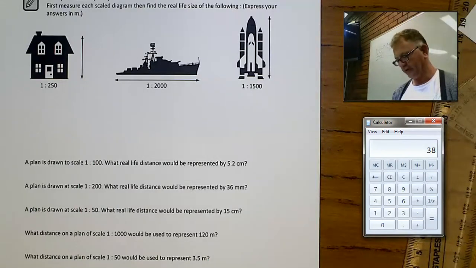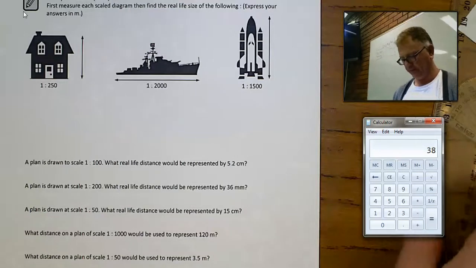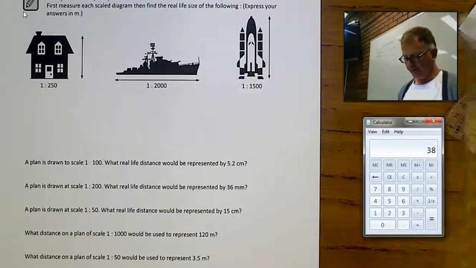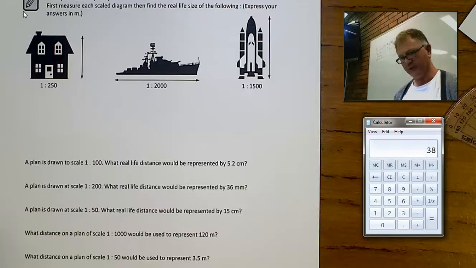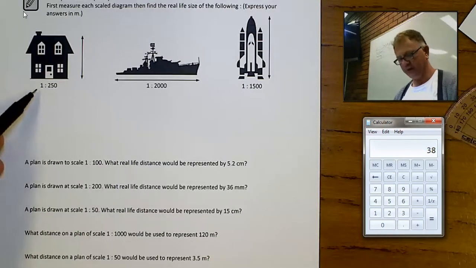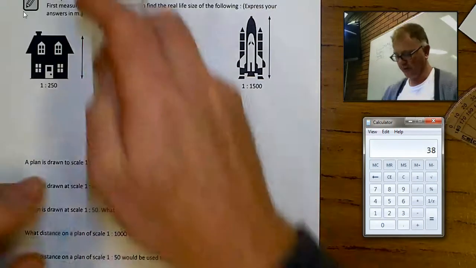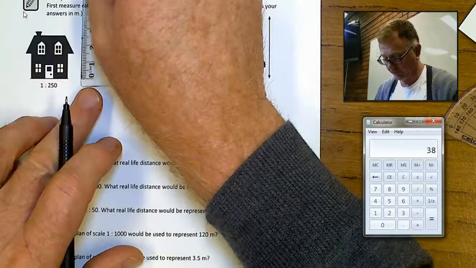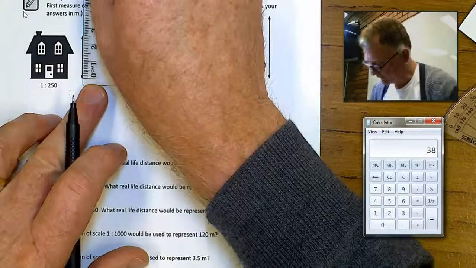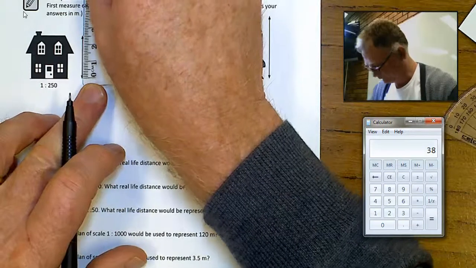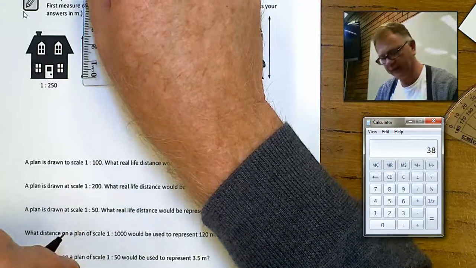These questions ask us to use a scale ratio to work out the sizes of some objects. So first we've got a little diagram here which is drawn at scale 1 to 250. That means that every centimetre that I measure on this diagram is 250 times bigger in real life. So let's have a look at the size on the diagram to start off with here. Now I'll make that being 2.5 centimetres.